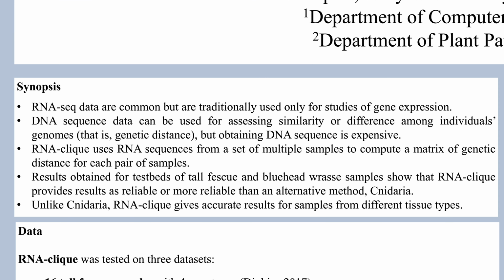Genetic distances measure the degree of difference in the genomes of some set of individuals. Although it's natural to use DNA sequence data for this purpose, RNA-seq data could be an economical alternative since RNA sequences mostly reflect the genomic DNA sequence, and RNA-seq data are commonly obtained for studies of gene expression.